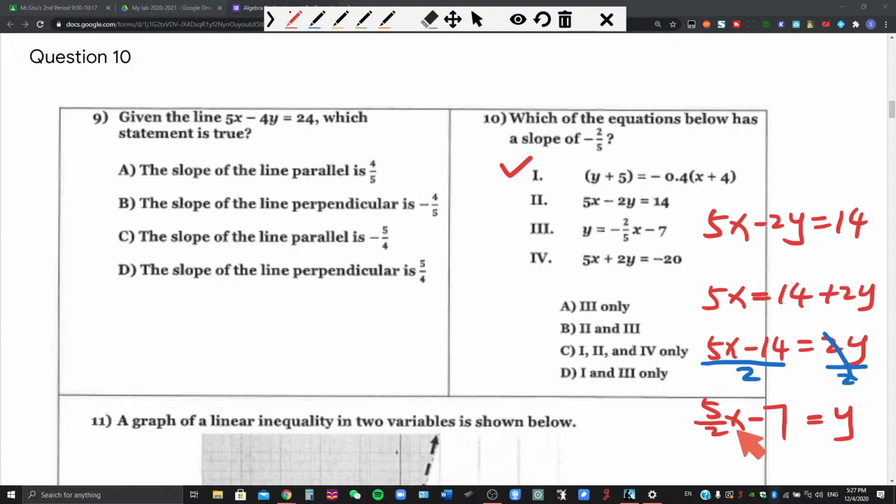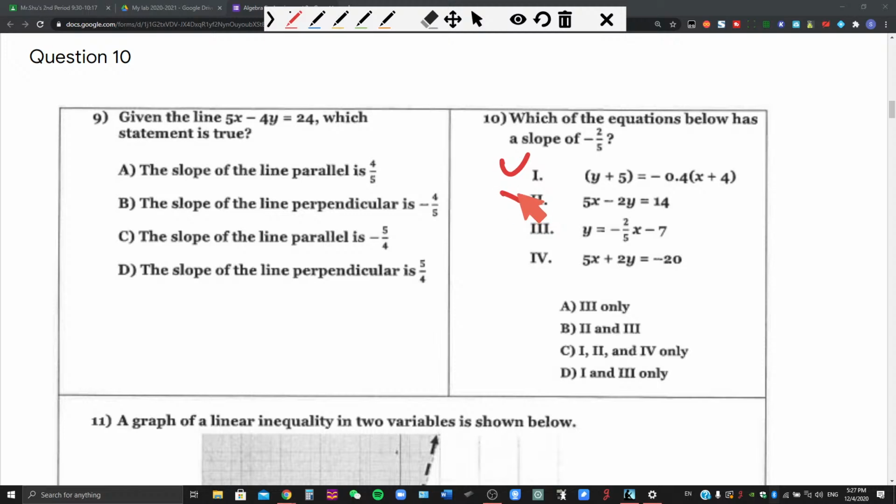And then you can tell the slope. Now you can tell the slope is 5/2 or 2.5. And that's different from negative 2/5. So this one, number 2, it's a no. Okay.